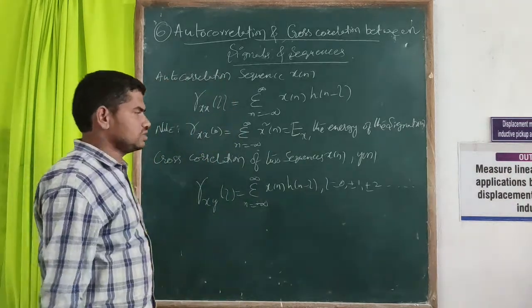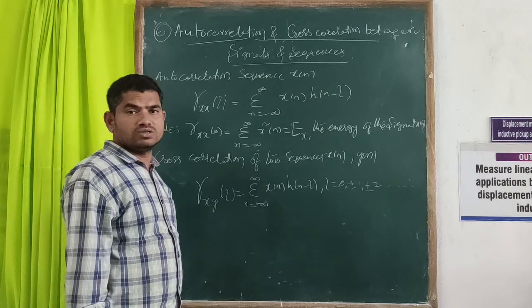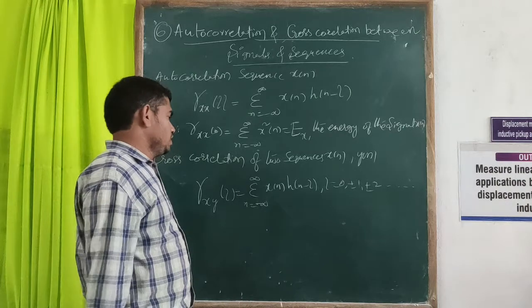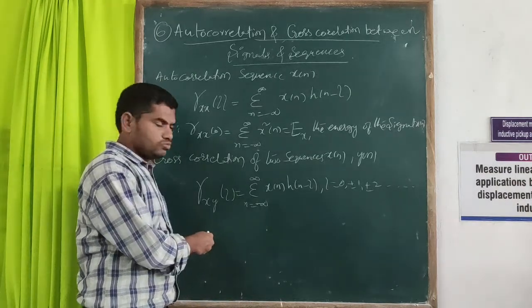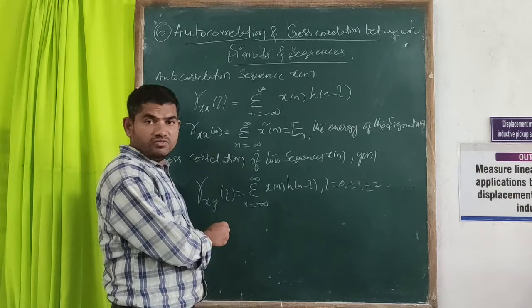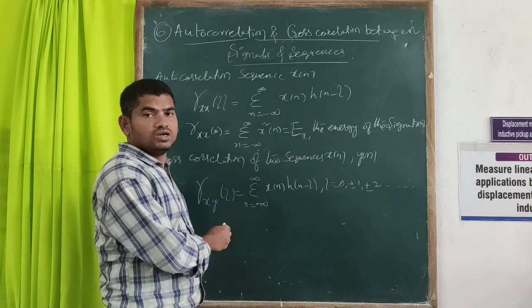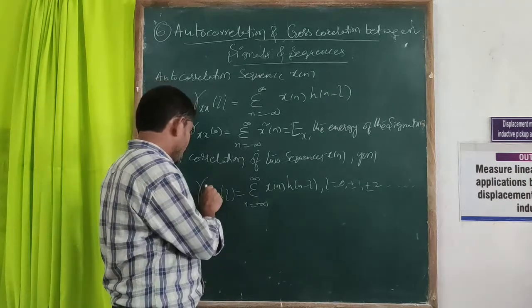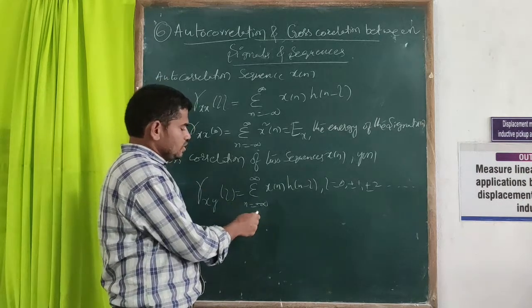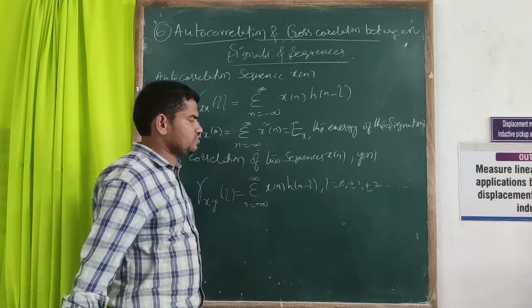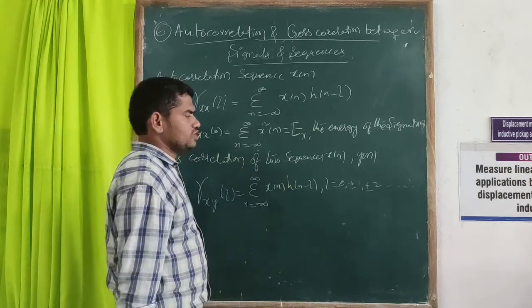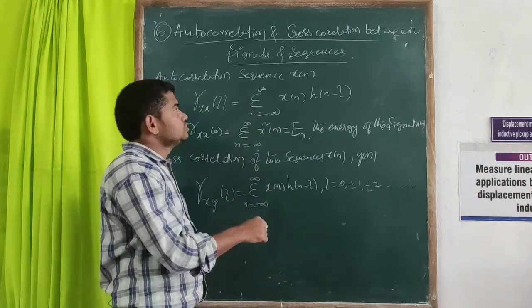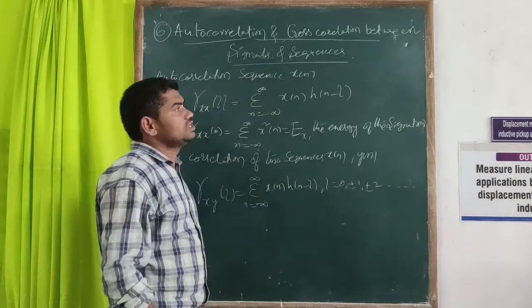Now the cross correlation of two signals. To find the cross correlation of the two signals, we require two signals, x of n and h of n. We use this formula for the two given sequences: R of x y of L equals the summation from minus infinity to infinity of x of n h of n minus L, where the L value is 0, plus or minus 1, plus or minus 2. These are the formulas we use to find the autocorrelation and cross correlation of the sequences.